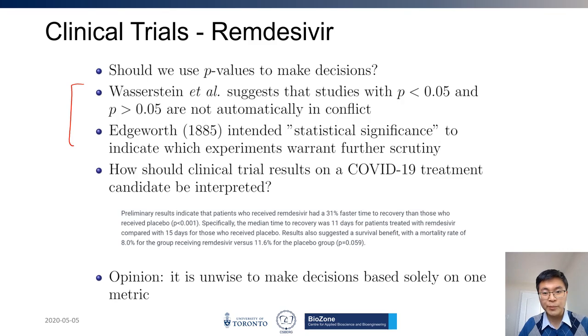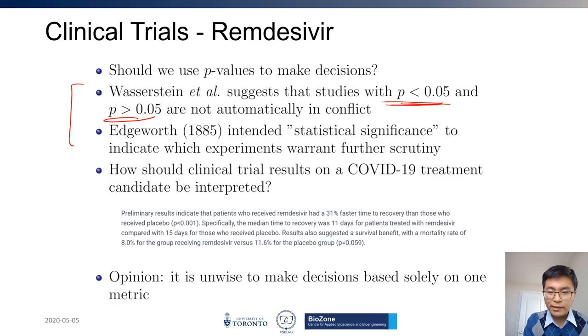Wasserstein last year published a paper suggesting no, you shouldn't be using p-values to make decisions. In fact, you shouldn't even be saying that something less than 0.05 is significant and something greater than 0.05 is not significant. So they suggest that perhaps we should move beyond p-values into a world where these two are not automatically in conflict, right? So not all data with p greater than 0.05 are just garbage and need to be thrown away.